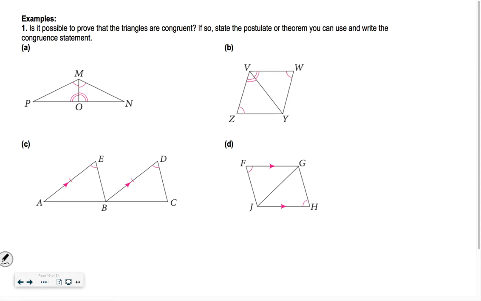So again, we mark in anything that we can. So if we know these share the same side, this MO, they're going to be congruent to each other, then now we have it set up so we can see it, it's angle, side, angle. Does this make sense? So this is going to be yes by angle, side, angle. And then write the congruence statement. So your congruence statement is going to be triangle MOP is congruent to triangle MON. Make sense?